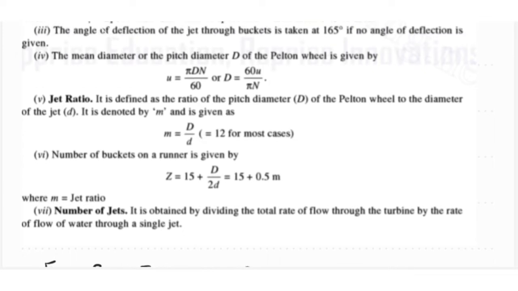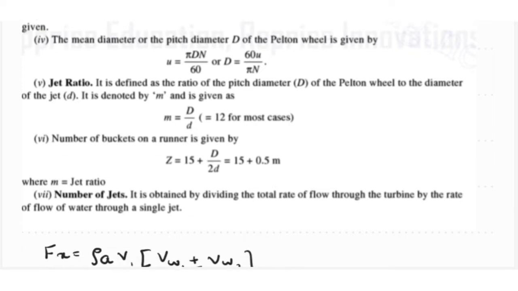The number of jets can be obtained by dividing the total rate of flow through the turbine by the rate of flow through the single jet. If you know the discharge through a single jet and you know the total discharge, the number of jets can be calculated by using the formula total discharge divided by discharge through single jet.